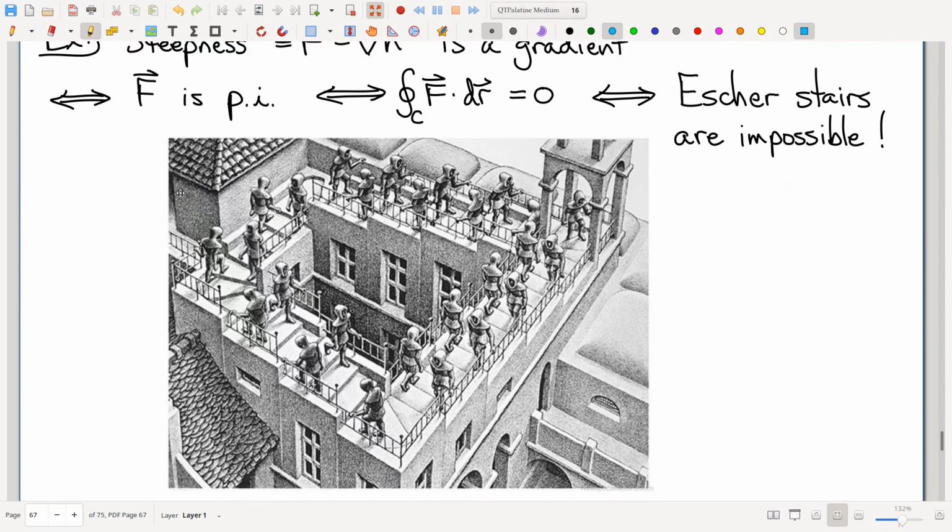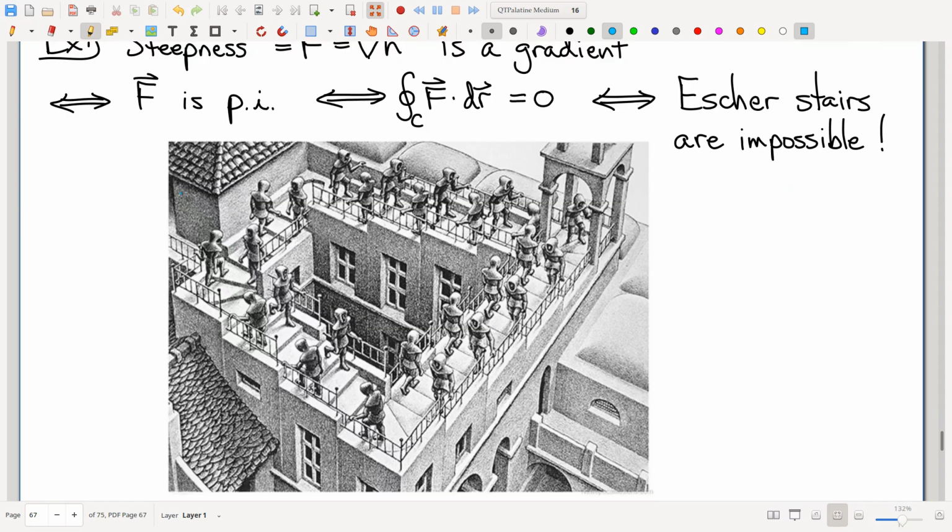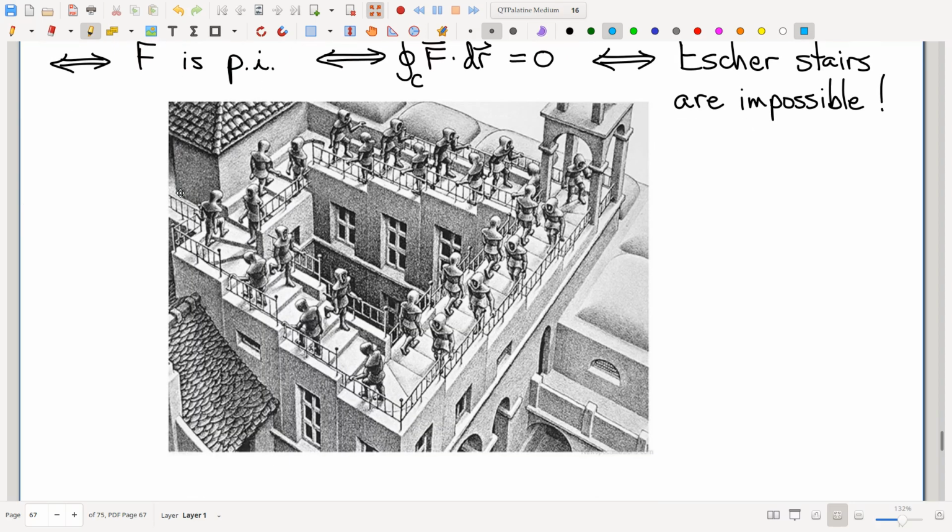Okay, how are we doing? Is everybody on board? By the way, if you aren't already familiar with M.C. Escher, look him up. It's lots of fun, really well done little illusions and really interesting stuff. So.